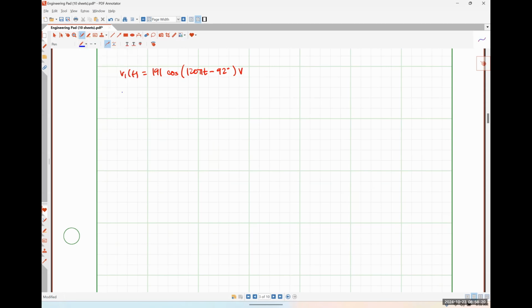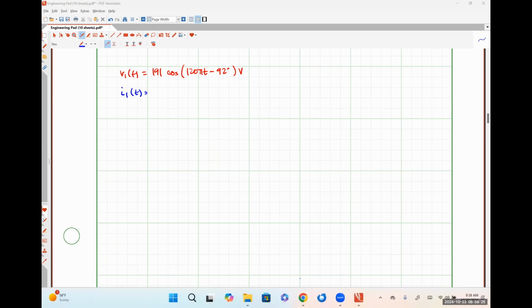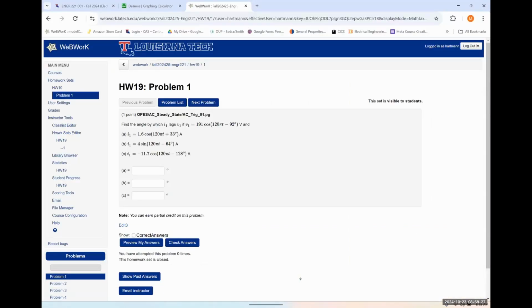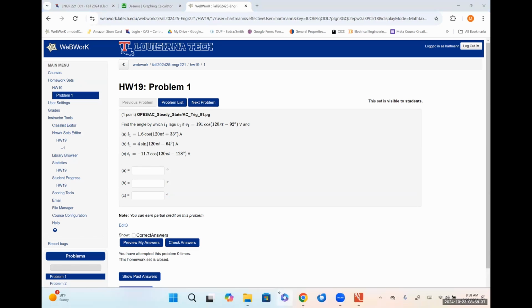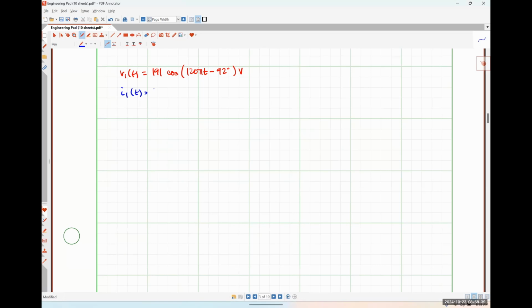And then I1, I will do in blue. And I'll give you guys the option. Are we going to do part A, part B, or part C? B. Okay. So 4 sine 120 pi t minus 64. All right.